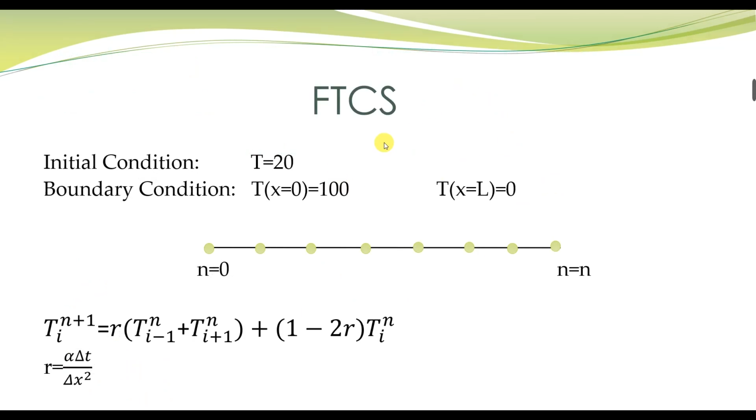Here I have written a problem for you, in which we have a bar and we will have n points. It depends on you how many points to have. We have an initial condition of 20, and we have boundary conditions: at x equals 0 our temperature will be 100, and at x equals L our temperature will be 0. I have the equation here too, and let's go to Fortran and see the Fortran code.